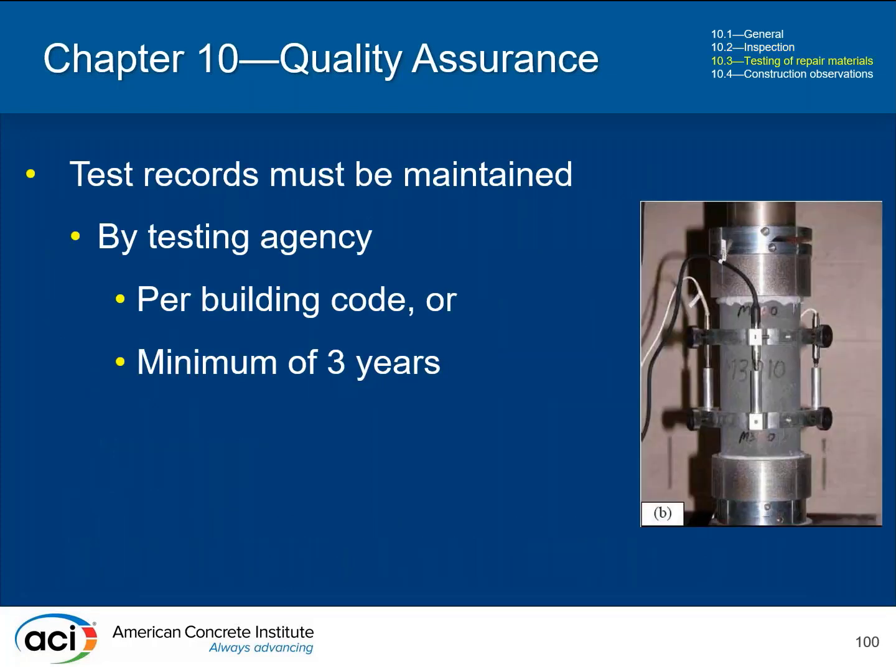The final part of quality assurance talks about testing of repair materials. Some of the testing requirements may be a little different than what you would get in a new structure, but cylinders are the same way. Sometimes you're more likely to have cubes for mortars, or, if your shrinkage is important, you may need to do the ring test rather than the linear shrinkage test. But conceptually, it's the same.